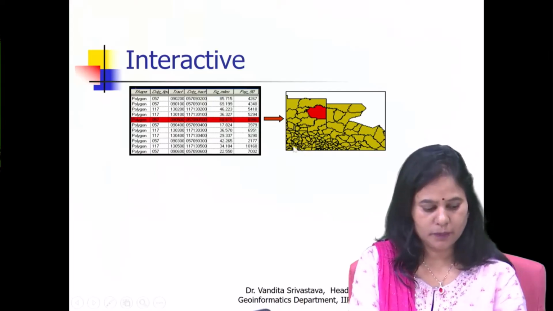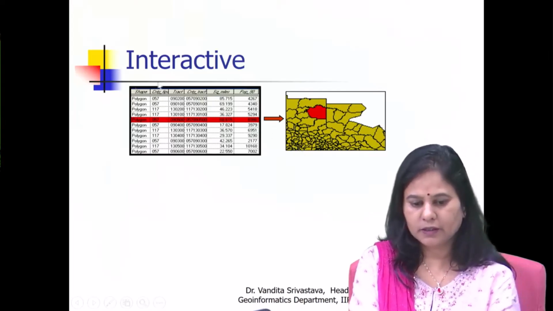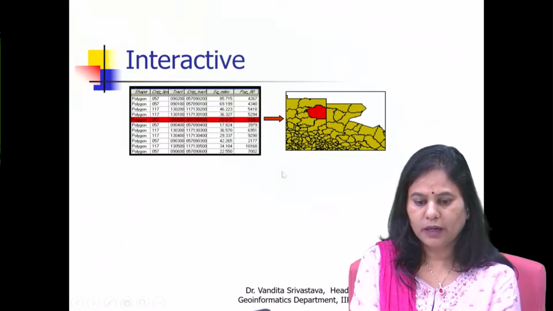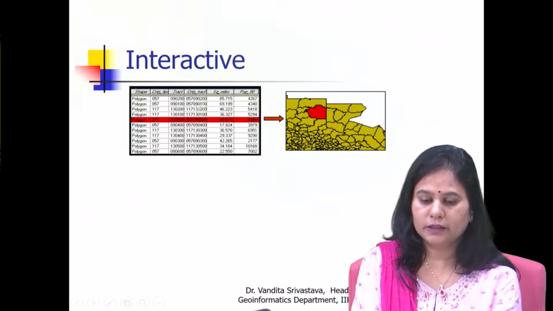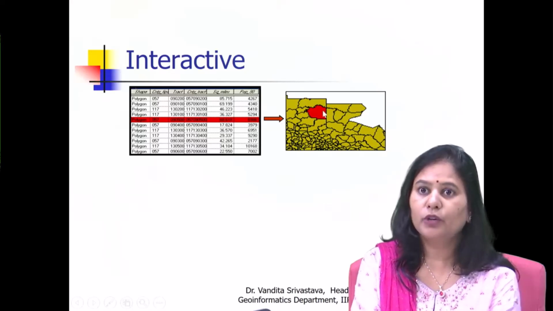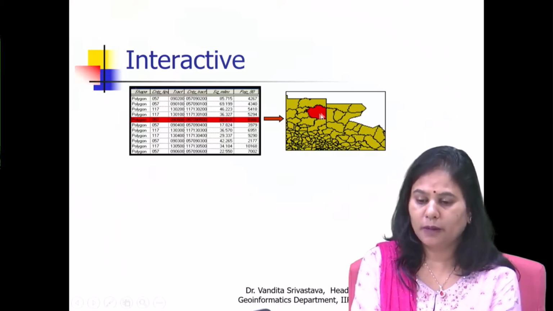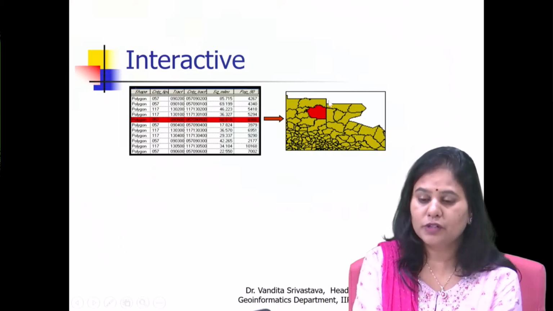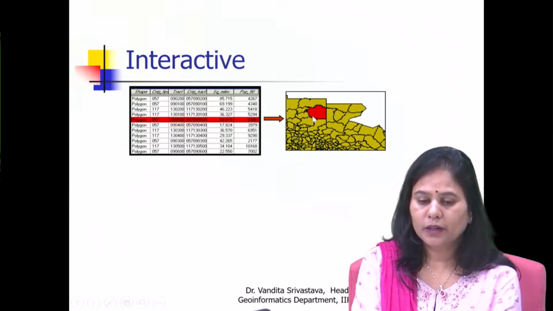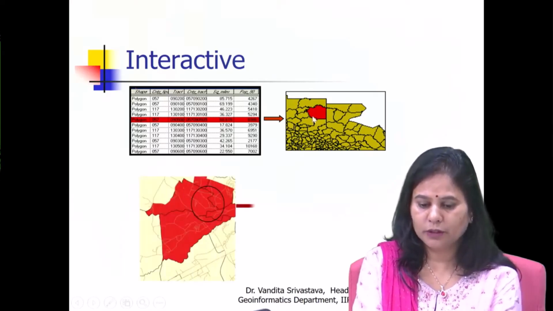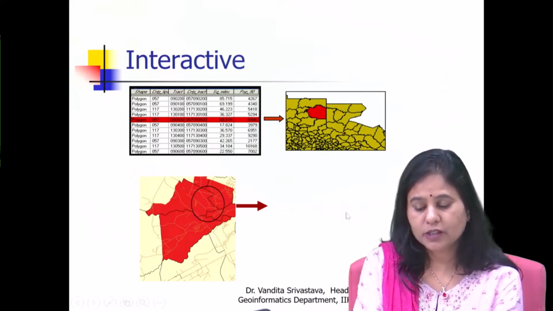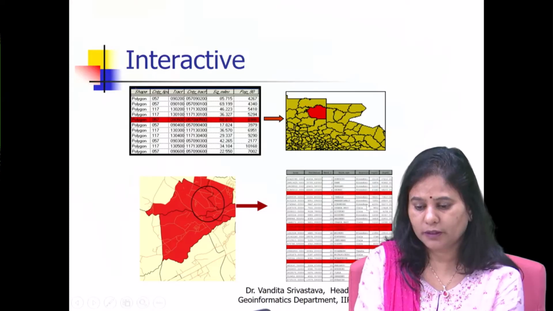You have a table, and in this table you can select a particular record. Accordingly, that particular element or feature in the map window will be shown as highlighted. So this is the one that is selected. Similarly, you can have selection in the map window. Its selection will be reflected in the tabular data.